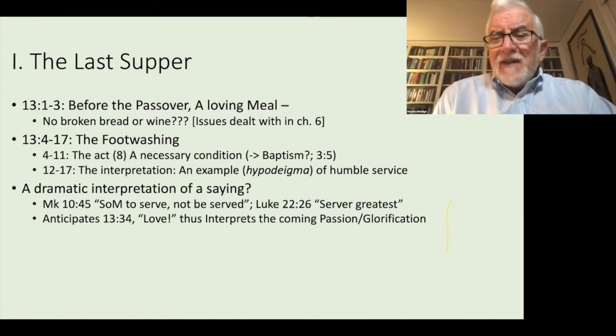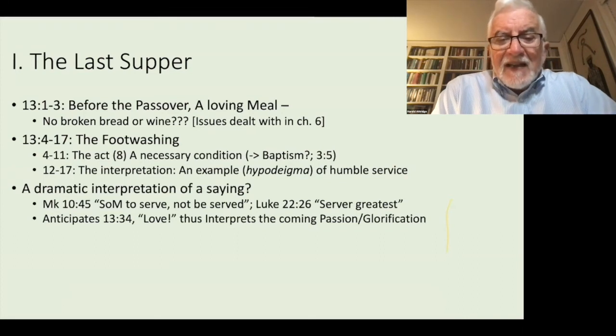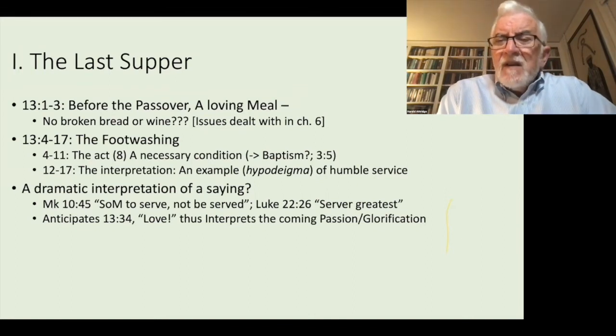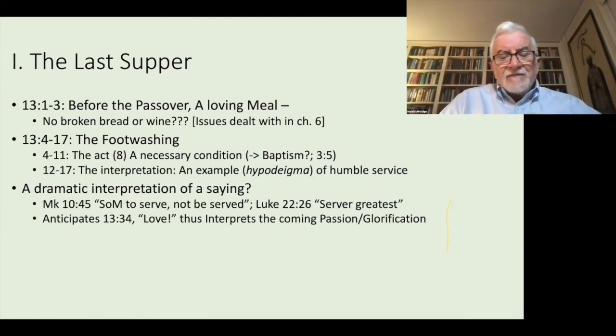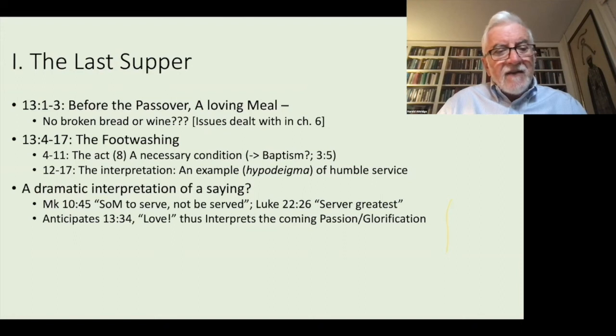This is probably, in fact, a dramatic interpretation of a saying that we find in one form or another elsewhere in the gospel tradition, either the saying about the Son of Man coming to serve and not be served that we get in Mark 10:45, or Luke 22:26 saying, the one who serves is greater than the master. And since Jesus has used the master-servant language here, it may well be that that's the form of the saying that's most relevant to the dramatic instantiation of the theme that we get here.